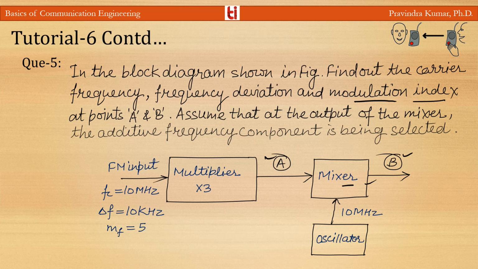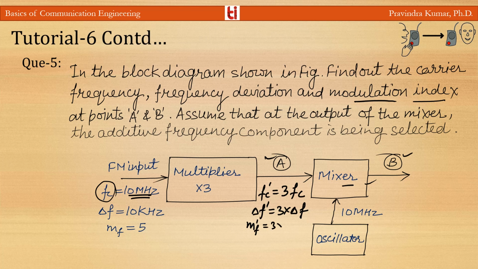So at point A, if the carrier frequency at the input of the multiplier is Fc, then the carrier frequency Fc dash at this point will be 3 Fc, and the frequency deviation will be 3 times the frequency deviation at the input, and the modulation index will be 3 times the modulation index at the input of the multiplier. And the maximum frequency, you know, will be Fc plus del F, and the minimum frequency will be Fc minus del F.